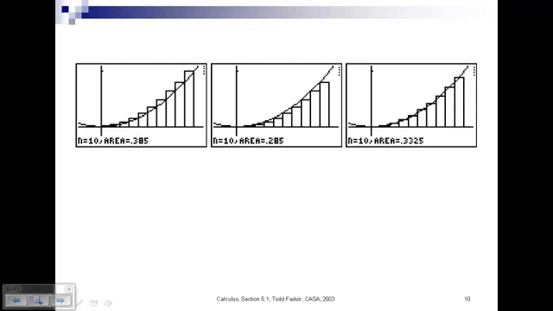Is that an MRAM? Yes, M. So this is MRAM, this last one. The height of each rectangle is determined by looking at the height of the curve in the middle of each interval. And that one ends up being 0.3325.